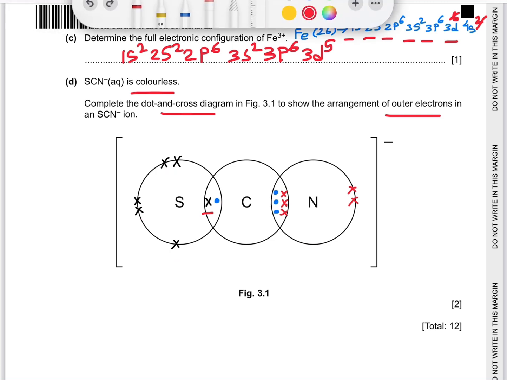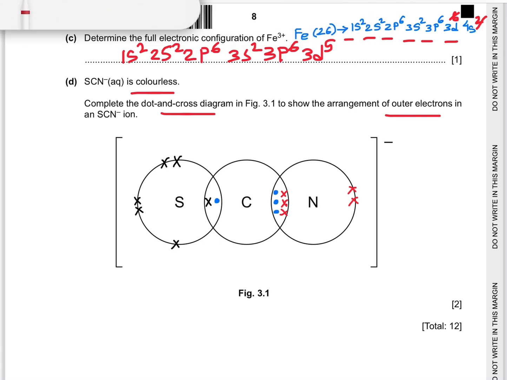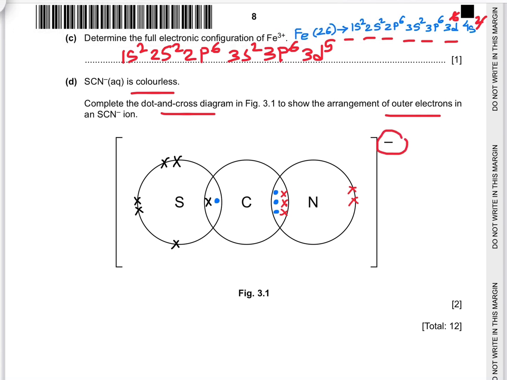So this is the dot and cross diagram, but we have a negative charge here. So for this negative charge, there will be 1 extra electron on sulfur. Now this is the dot and cross diagram for the SCN- ion. And that's it. Thank you.